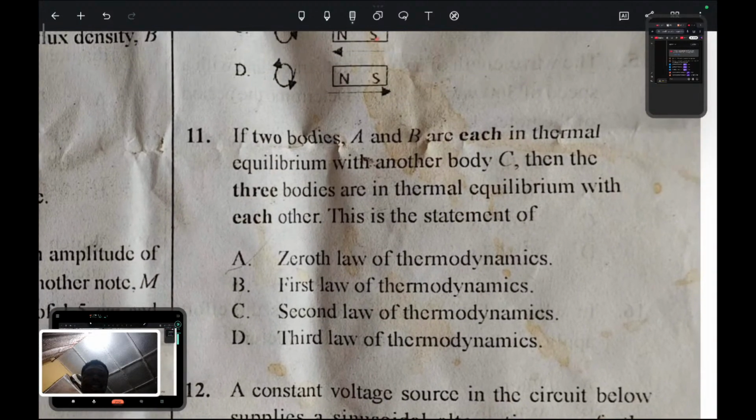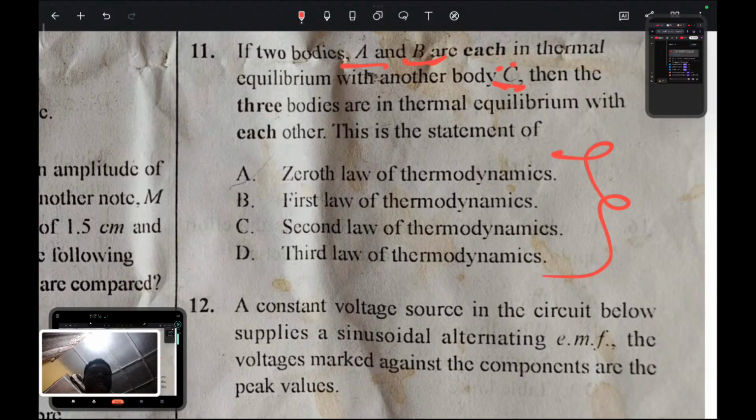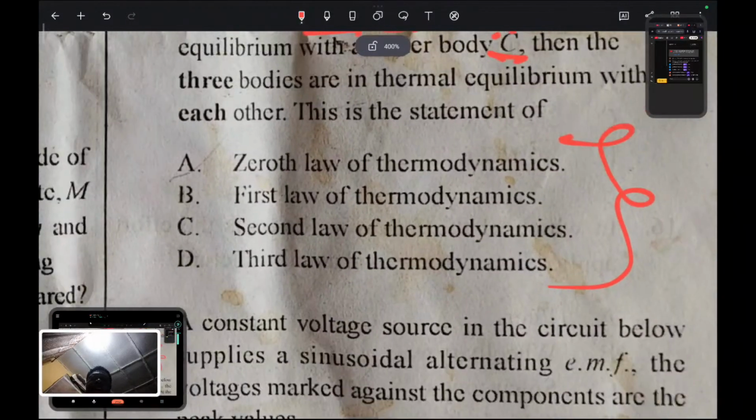If two bodies A and B are each in thermal equilibrium with another body C, so we have A, B, and C, then the three bodies are in thermal equilibrium laws. Then you collect some of these laws. After this, go and read these laws. Some of your textbooks will not capture this, and some of your teachers might ignore some of these topics. Go and learn them today. Is that clear? Learn them.